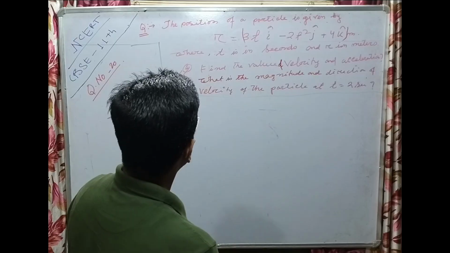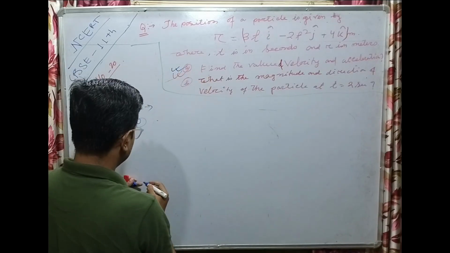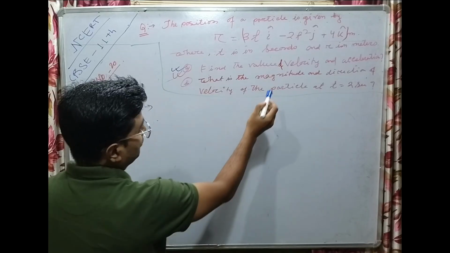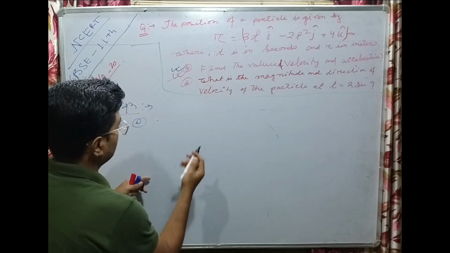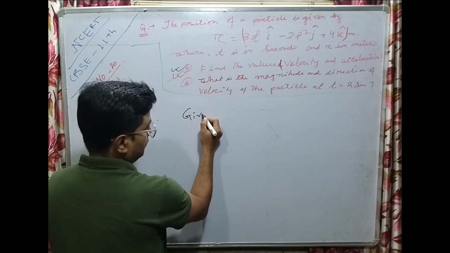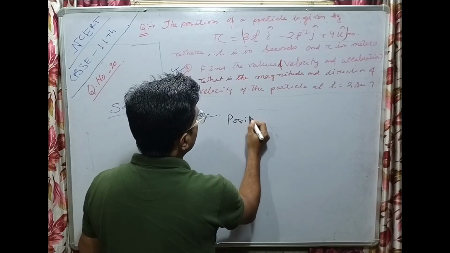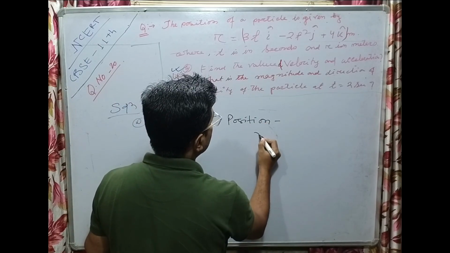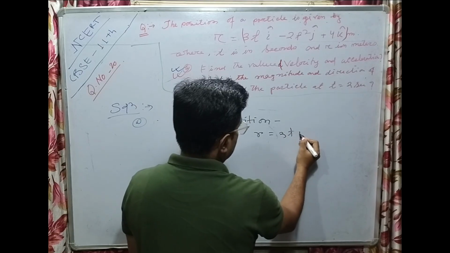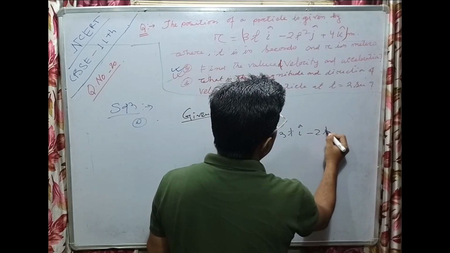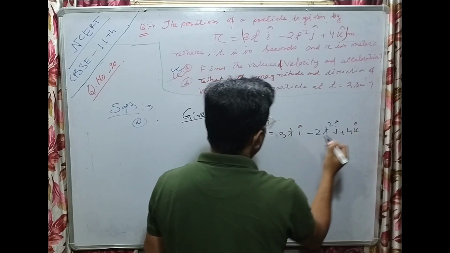Now I am going to solve the first question: find the value of velocity and acceleration. Now I will write what is given. Given is the position r equals 3t i cap minus 2t square j cap plus 4 k cap.